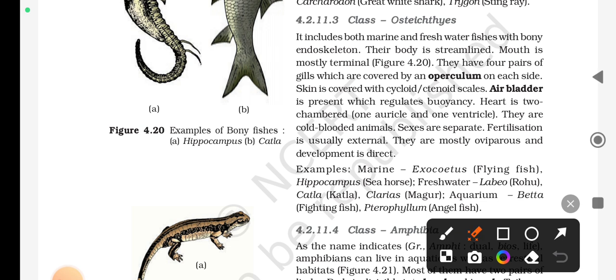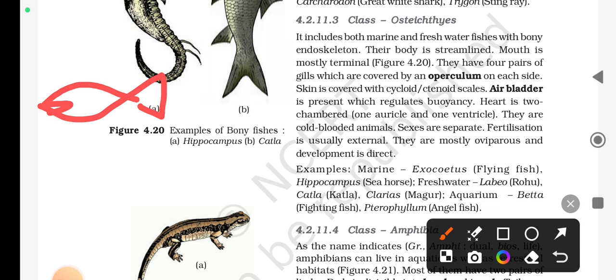Now the second one. Their body is streamlined, same as in Chondrichthyes. The next important point is that the mouth is terminal. Students, listen. What is the meaning of terminal? You can see this one is a fish. If the mouth is present at the front, this is the terminal position.